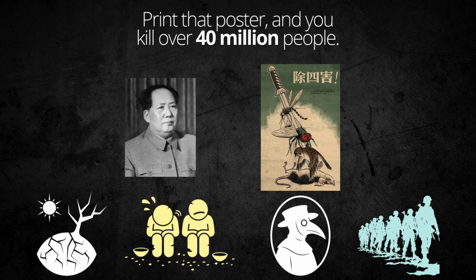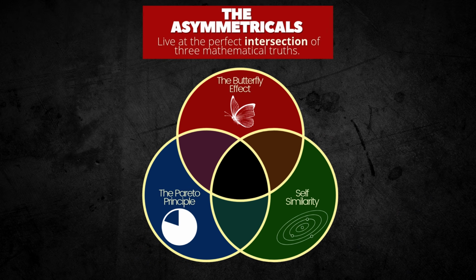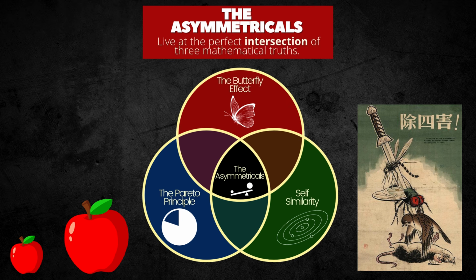And that's really the point here. This is what happens when you combine all three of these elements. The 80-20 rule, self-similarity, and the butterfly effect. They all combine to create asymmetricals. That 5% difference that turns an apple from normal to the size of a basketball. Our pest poster is an example of something bad. We want to harness that same power for good.